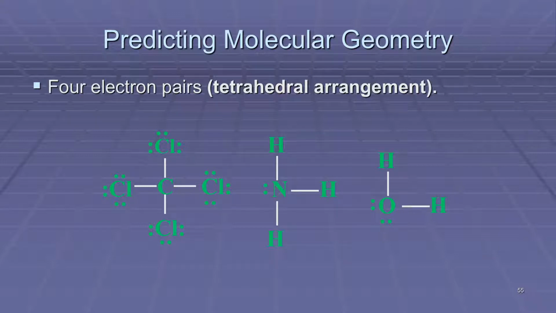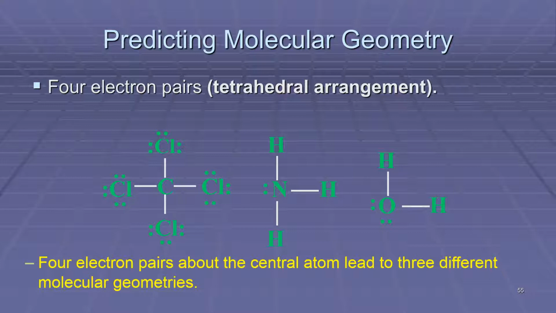Okay, now here, these are all 3 examples of molecules that have 4 electron pairs, so the overall tetrahedral arrangement. So the carbon, of course, has 4 bonds. The nitrogen has 3 bonds and 1 unshared pair, and the oxygen has 2 bonds and 2 unshared pairs, but they still all have the overall tetrahedral arrangement.